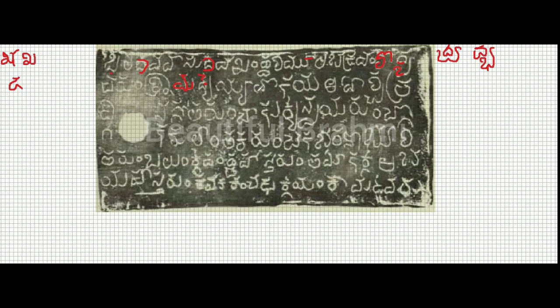Then we have a vo. We once again have the symbol which we encountered in the previous inscription, which I'm not really aware of what this really means. So Srimadhyayavo, then something is there. Then Ya, once again a Ya.